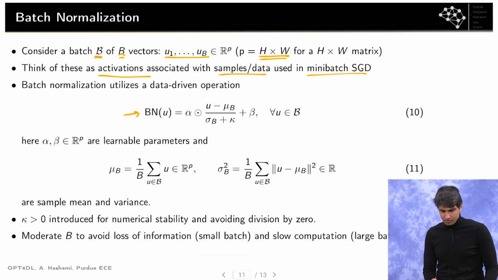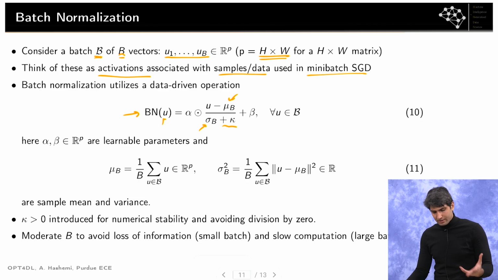So here's the batch normalization operation. We take basically a vector u and we normalize it. Okay, what does that mean? We're going to subtract some mean from it, and we're going to divide by the standard deviation. Okay, given that the standard deviation could be small, we typically add a very small constant kappa to ensure that we are performing a numerically stable operation, and we are avoiding division by 0.